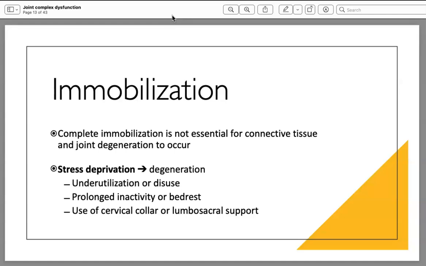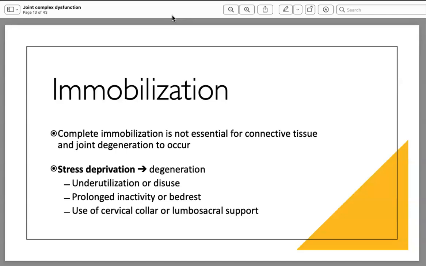A type of immobilization we can think about is stress deprivation, which leads towards degeneration of tissues. We're thinking about things like underutilization or disuse. So for example, if we stick on that surgery standpoint, I had to have a surgery on my knee. If I'm resting and sitting down for more prolonged periods of time than I'm used to, there can be adaptations within my pelvis, within my lumbar spine, within my hip capsule because of underutilization or disuse that is not typical of my normal day-to-day processes. That leads into prolonged inactivity or bed rest.